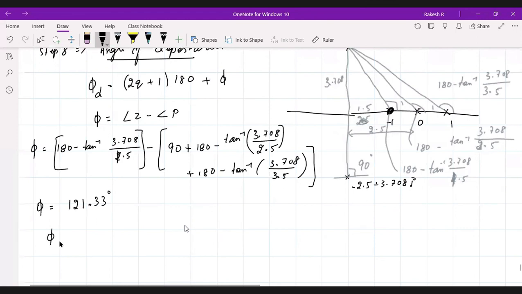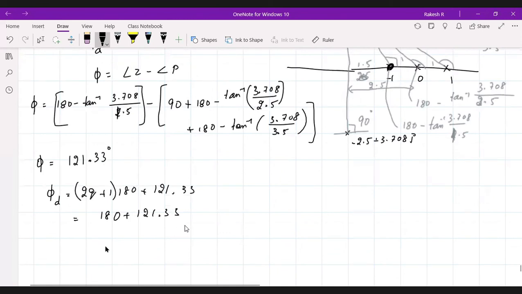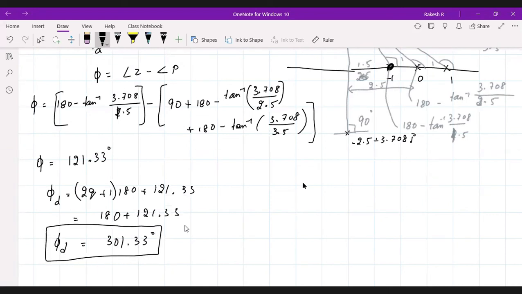That is 5D. 5D will be (2q plus 1) into 180 plus 121.33. Now add up 180 plus 121.33. How much? 301.33, right? 301.33 degrees, right? That is 5D. The angle of departure is 301.33 degrees here, right?